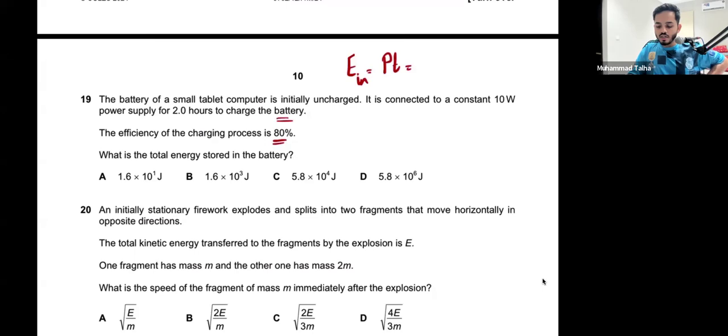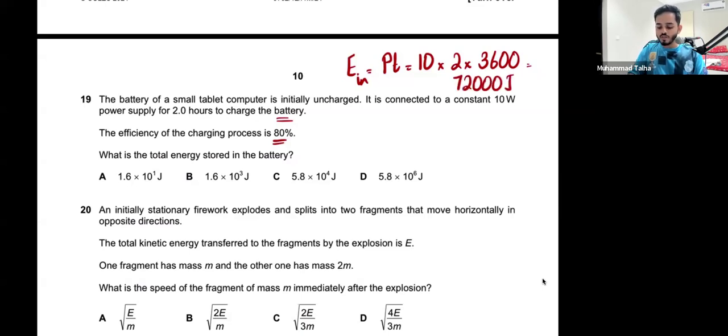Power is 10, time is in hours, so 2, and each hour is 3600 seconds. How did I get that? Because each hour contains 60 minutes, each minute of that contains 60 seconds. So this turns out to be 72,000.